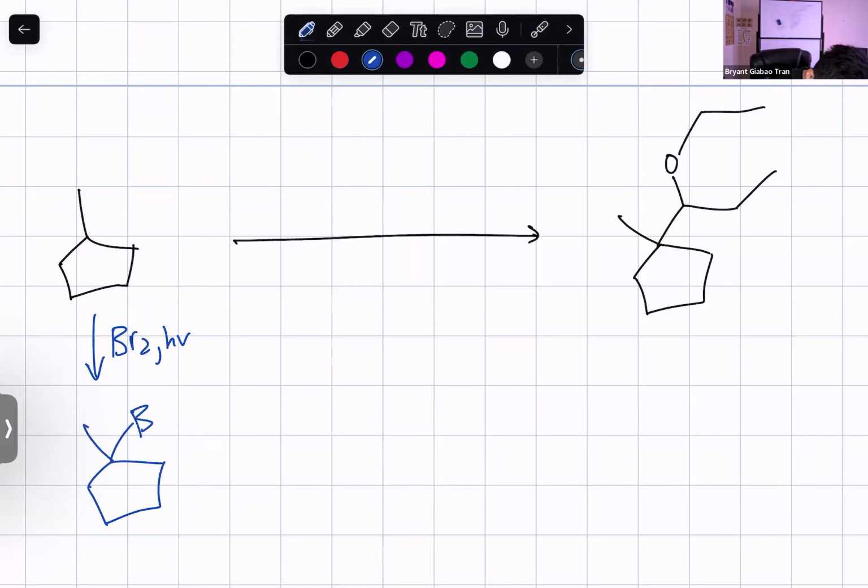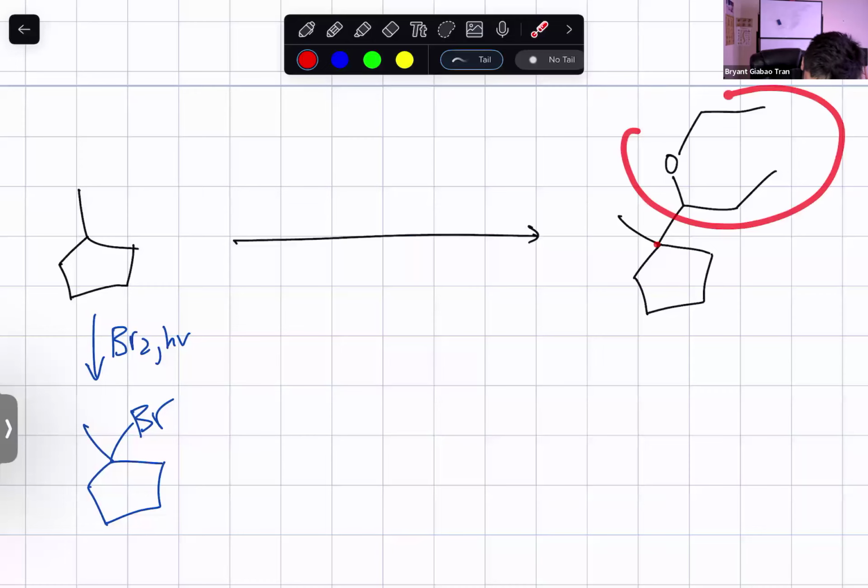Because at that tertiary carbon, there's a lot of things going on there. There's this new group here that we did not have before. So we're going to start with halogenation to eventually get an ether.